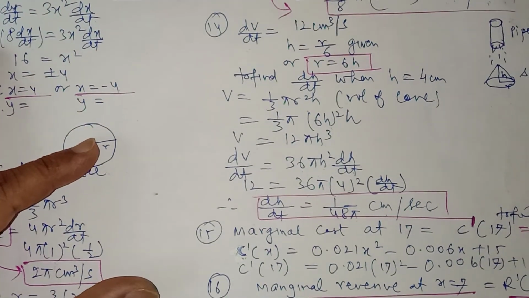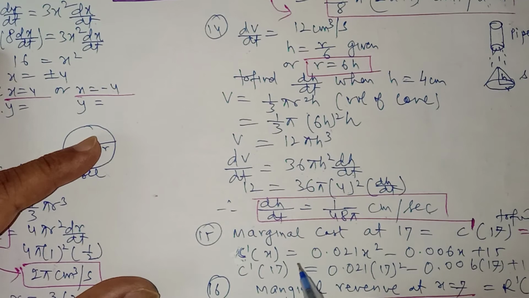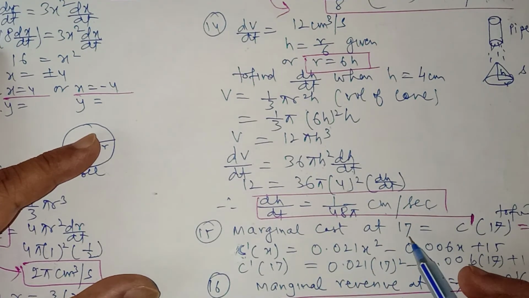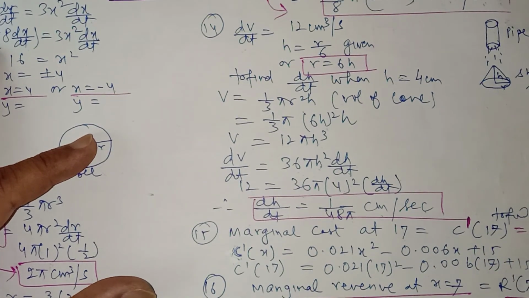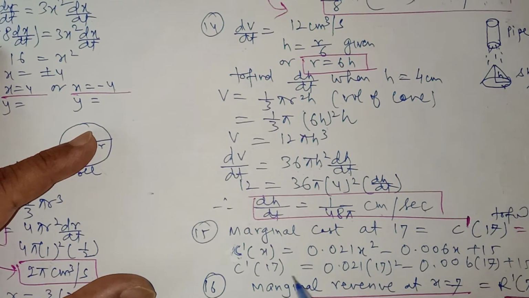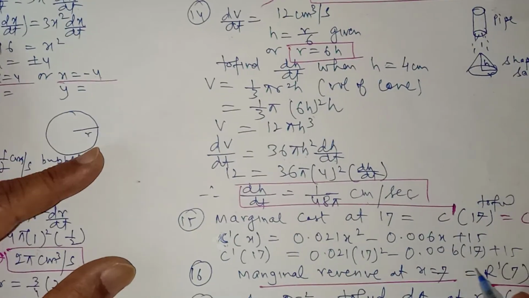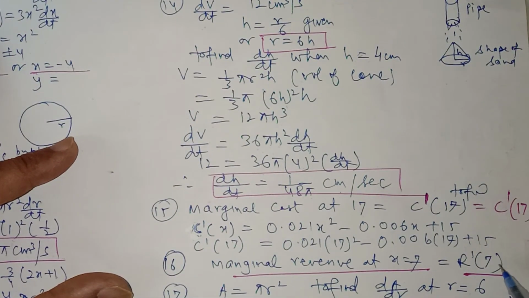Now questions number 15, 16, 17, 18 are very simple. You have to find the marginal cost at 17 when the cost function is given. The marginal cost means you have to find the change in the cost of that object when the value of x is given. So marginal means change. So you simply differentiate C(x). C dash x will be equal to 0.021x square minus 0.06x plus 15. This is the derivative of C(x). Replace the value of x by 17, you will get the marginal cost.